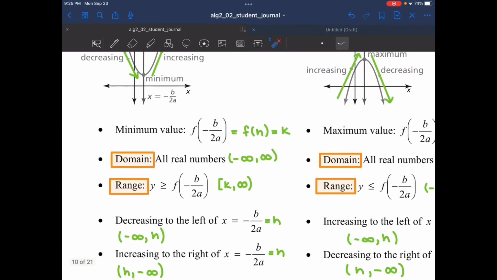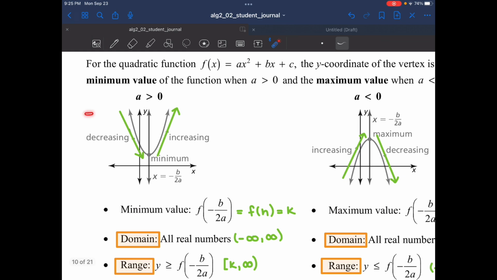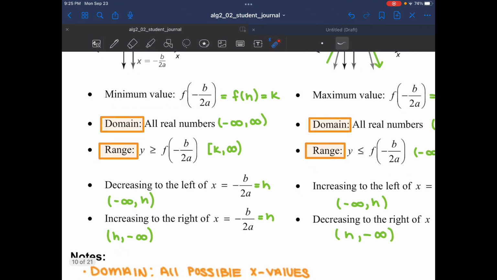Let's talk about increasing and decreasing. So for a function like this, we are decreasing from, and we read this on our x-axis, from negative infinity to whatever our h value is. And we're going to keep them as open brackets. Okay?